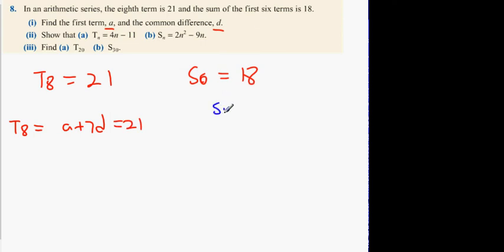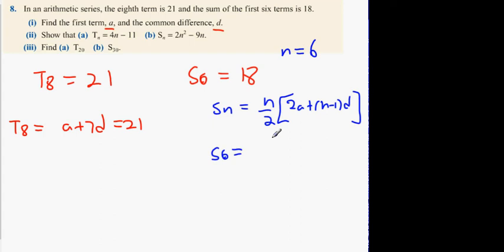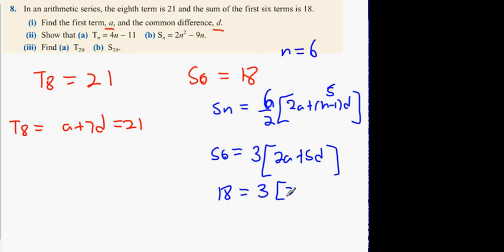Let's use the Sn formula. Sn is n over 2 into 2a plus n minus 1 times d. And in this case, n equals 6. So S6 equals 6 over 2, which is 3, times 2a, n minus 1 is 5, so 2a plus 5d. And S6 is 18. 18 equals 3 times 2a plus 5d. Divide by 3, and now we get 2a plus 5d equals 6.